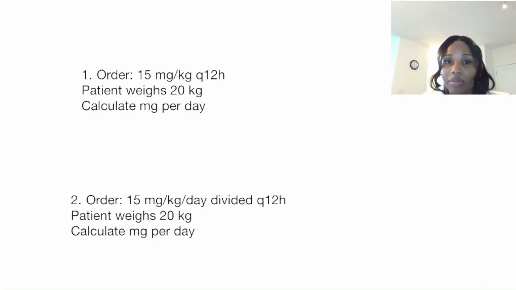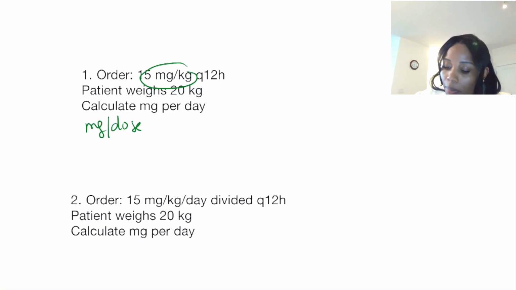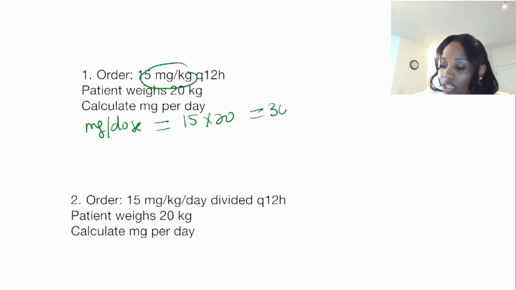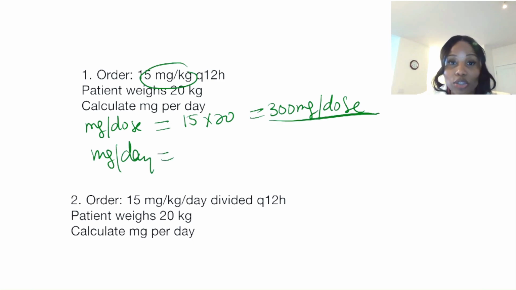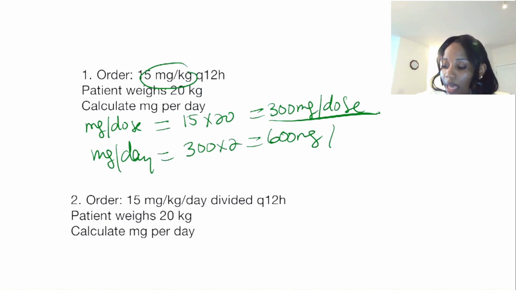Now for the first problem, let's say that's what you practice at home, okay? For the first problem, you have the dose. It's 15 milligram per kilogram. So you can calculate milligram per dose here by doing 15 times 20. So that's 300 milligram. That's per dose, okay? Now to calculate milligram per day here, you have to multiply this by 2 because it's every 12 hours. So it's 2 doses a day. So 300 times 2, that's 600 milligram per day.